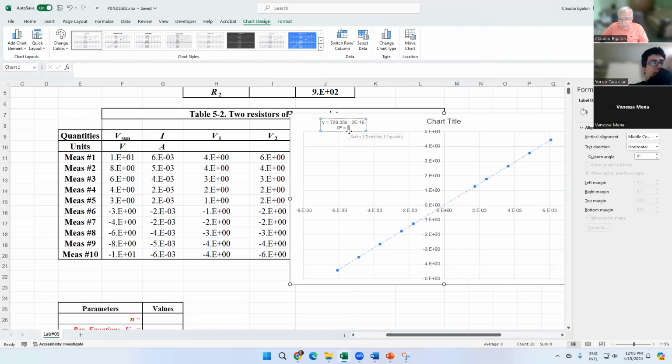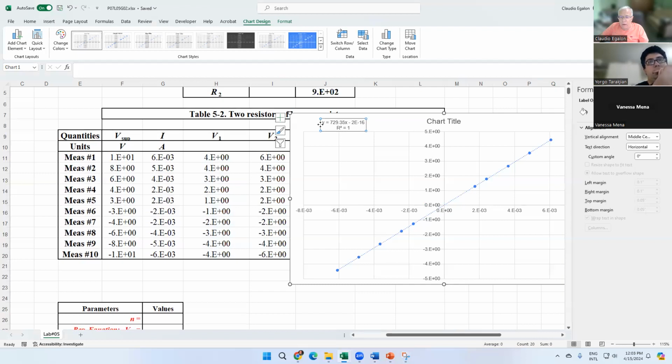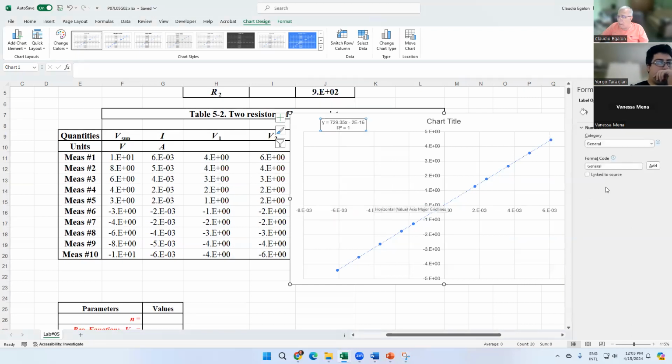This one, I need to see a number that's not one, but a number that's very close to one. Do you see one in there? Yeah. Okay, so you have to change that. You click this box, right click this box, format trend line label. You put number, and you start adding decimal places until you get a number that's not one.